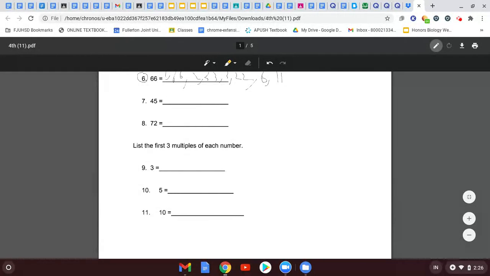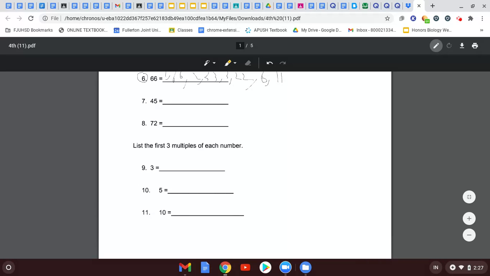So the first 3 multiples of each number. Multiples are basically numbers that have the same factor. So for example, 3. 3 times 1 is obviously 3. 3 times 2 is 6. 6 is a multiple of 3 because it has 3 in it.